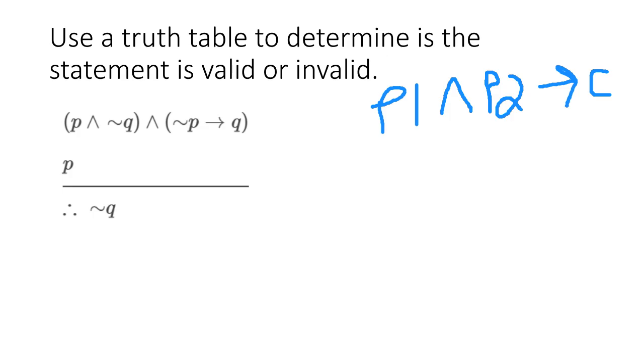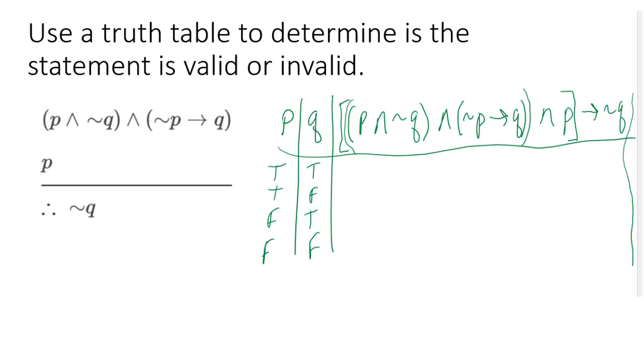Let me write down the premises so you can see them. This is premise 1. This is premise 2. And then you have your conclusion. My P column is true, true, false, false. My Q column is true, false, true, false. And so we'll just fill in this truth table.